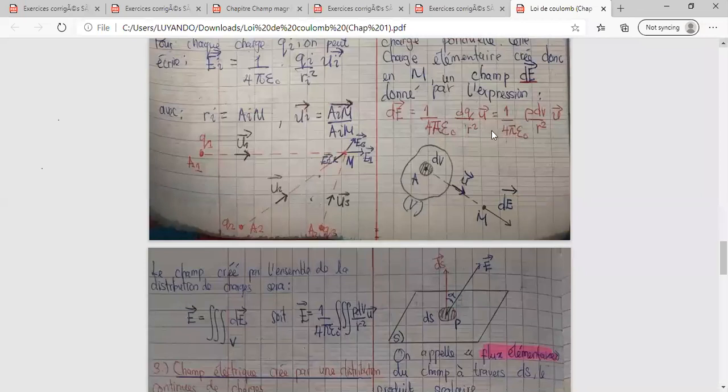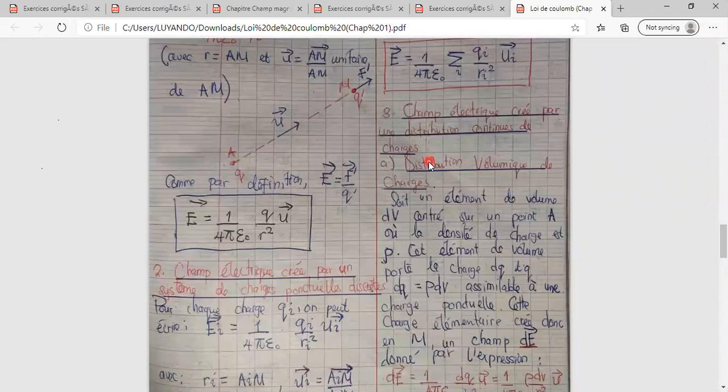We have champ électrique créé par une distribution continue de charge. So we have either a continuous distribution of charges or a discontinuous distribution of charges. If we have any surface, either the charges are continuously distributed, meaning they're close to each other, or discontinuous, meaning one is here and the other one is somewhere else. Simply, that's what this is trying to say.